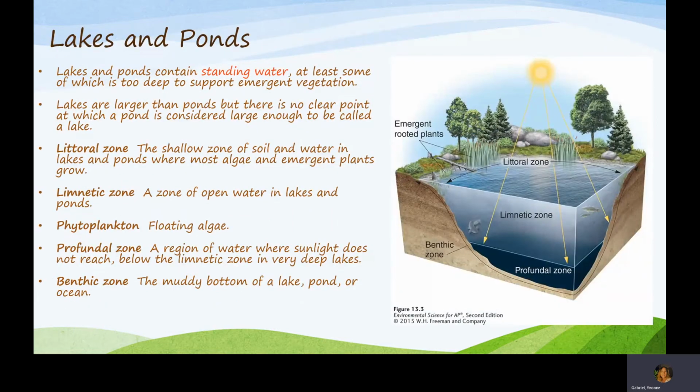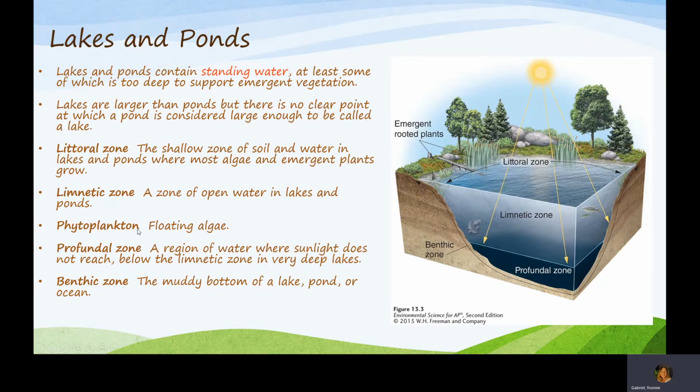And then we have our lakes and ponds. So just a little information, lakes and ponds are the water that does not flow. We're not going from point A to point B. This water is more standing, the standing water. And we have zones in here, and they are pronounced the littoral zone, which is like shallow soil and water. We have the limnetic zone, which is open water.